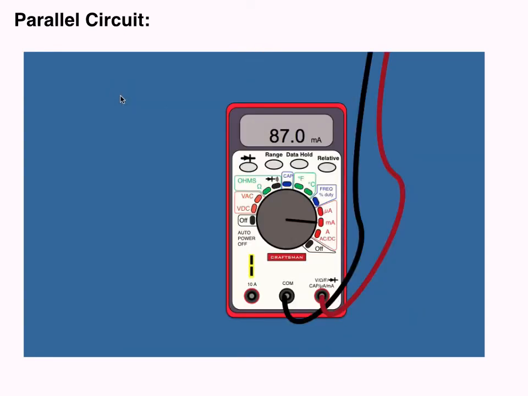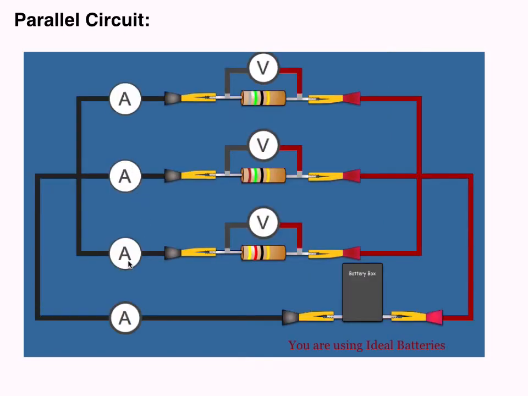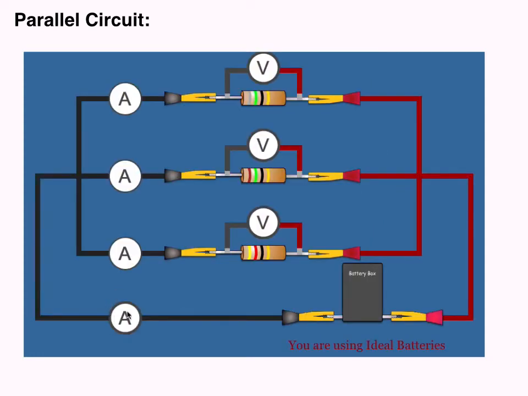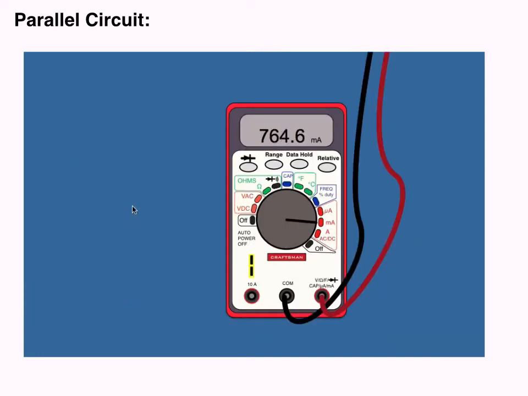Then we measure our currents. We get about 87.1 in the top resistor, about 501 moving through the middle resistor, and a current of about 176 going through the bottom resistor. When we look at the total coming out of the battery, it comes up to 764.